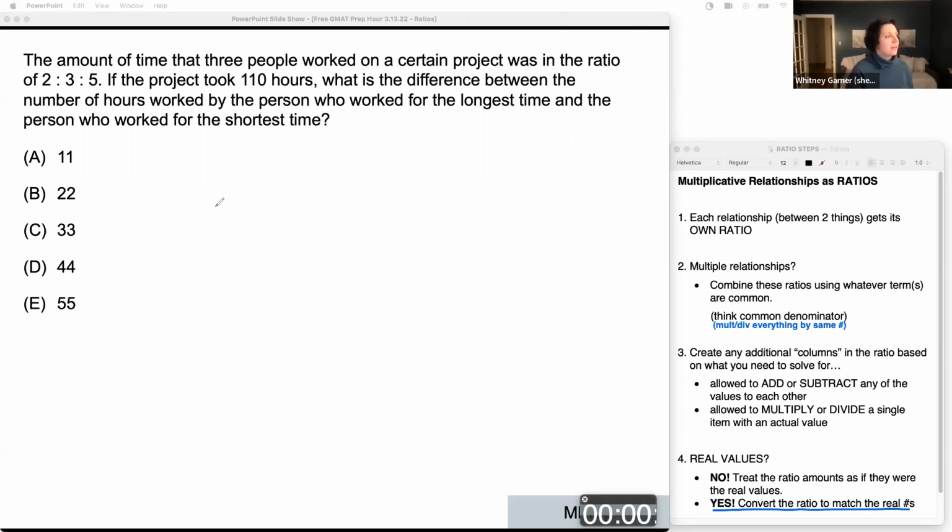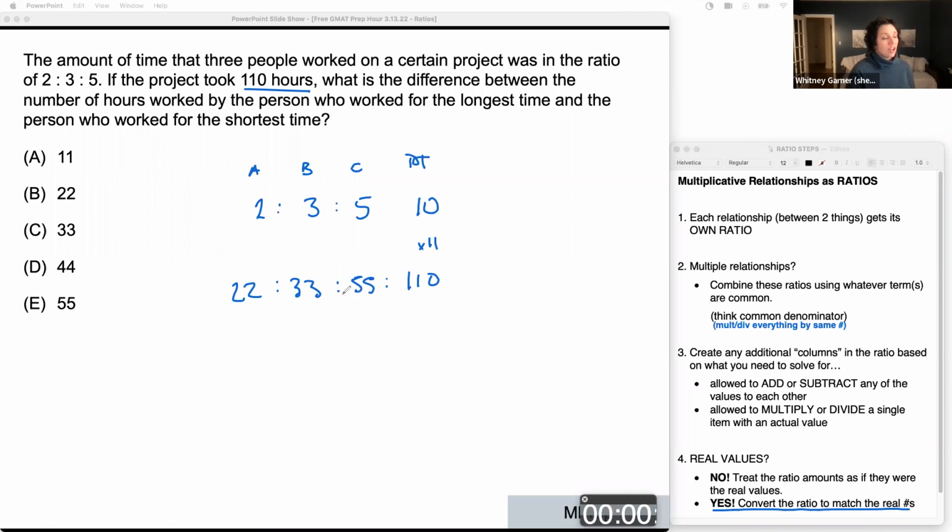I've got my 3 amounts of time: 2 hours, 3 hours, 5 hours. So this would be the smallest amount, right? These are my 3 people, A, B, and C, which means the total number of hours worked would be 10. But I'm told that it actually was 110 hours. So my multiplier is 11. I'd multiply all of these by 11: 22, 33, 55.